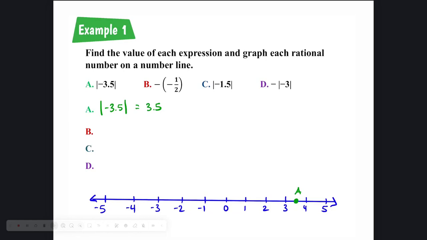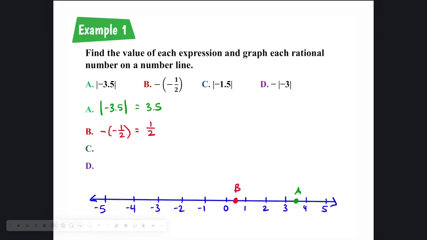Problem B. What is the opposite of -1/2? Notice that parentheses are used. These are not absolute value symbols. The negative in front of the parentheses is indicating the opposite of what is inside of the parentheses. The opposite of -1/2 is 1/2. We will plot this as point B on the number line.